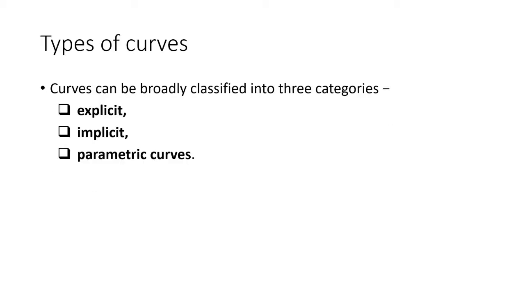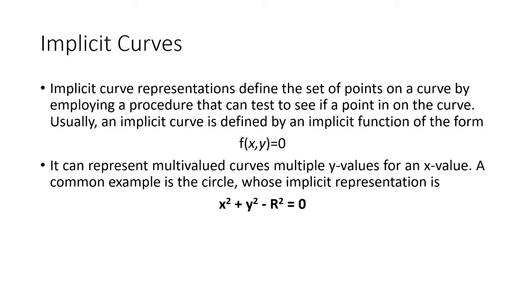Whenever we are talking about types of curves in computer graphics, we have to know that there are three types: one is explicit, one is implicit, and another is parametric curve. Obviously there are other types of curves which won't come under this classification. So let's first start with the implicit curve.